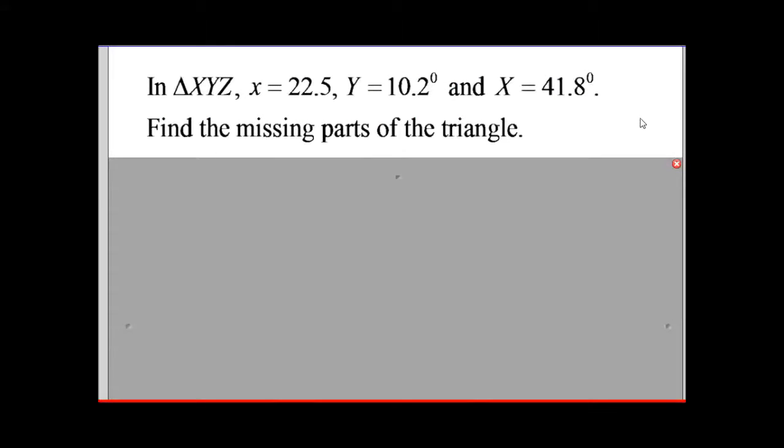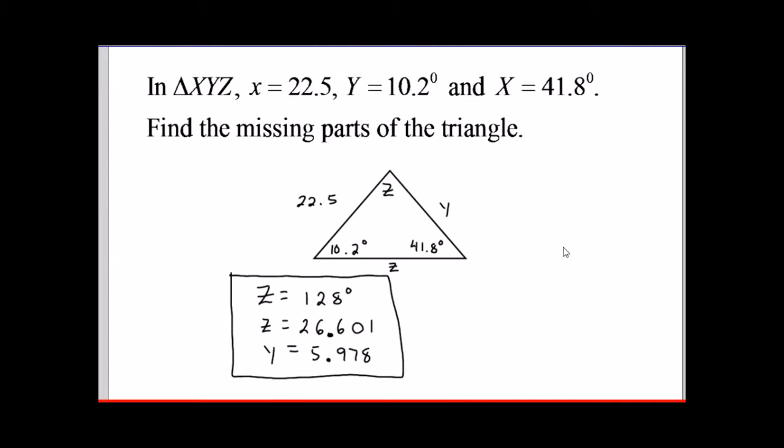All right, you guys, here's one for you to try. My advice to you: I've already got it worked out. I've got the answer here. Pause the video, work this out, and then play it again to check your answer. Okay, so I'm going to uncover the answer right now. There are the answers you should get for this one. If we're given that side X is 22.5, I put that here. And then angle X is 41.8, so I put that angle opposite side X. They're telling us angle Y is 10.2 degrees, so I put side Y opposite. And we had side Z and angle Z. So you use the law of sines to work this out, and those are the answers you should get.